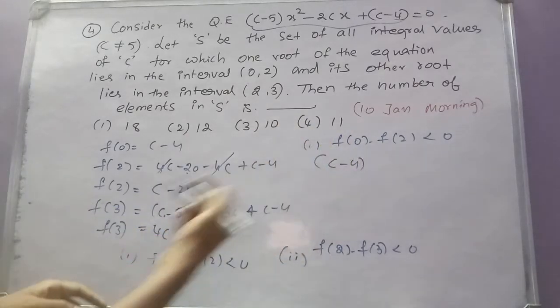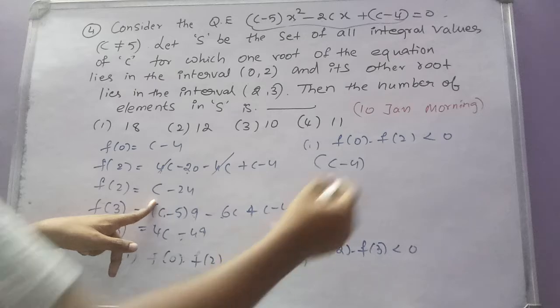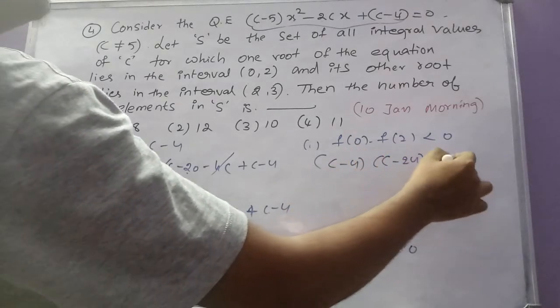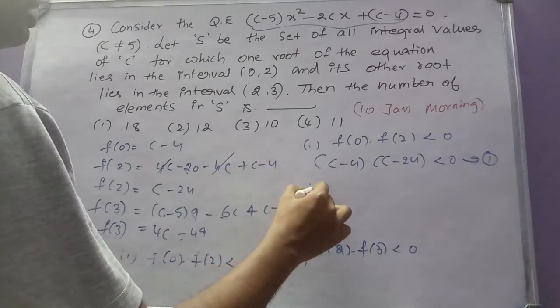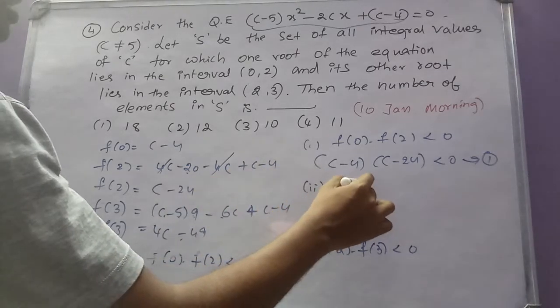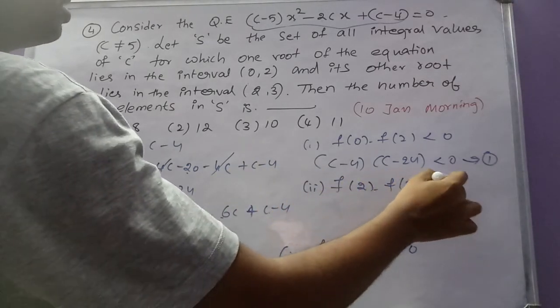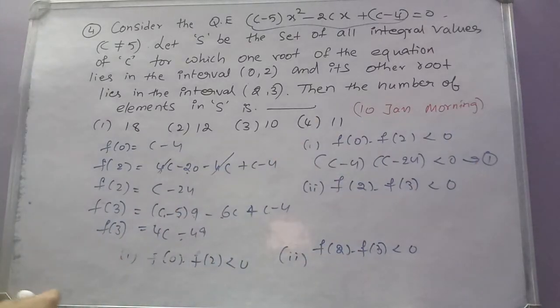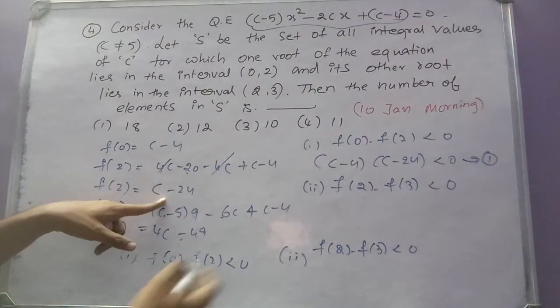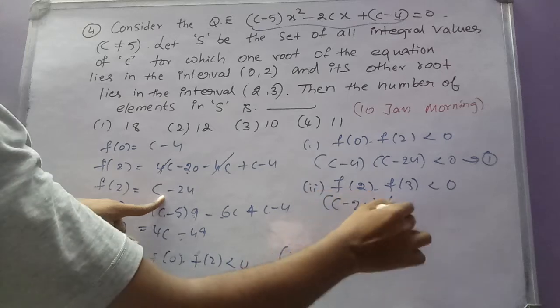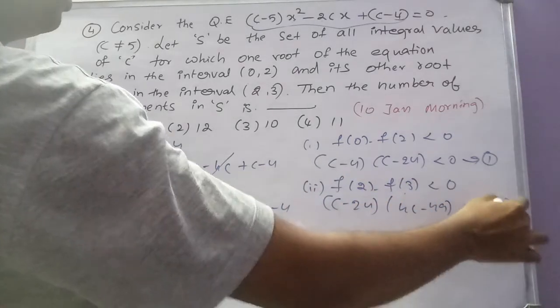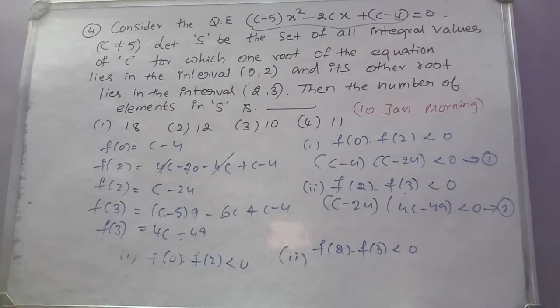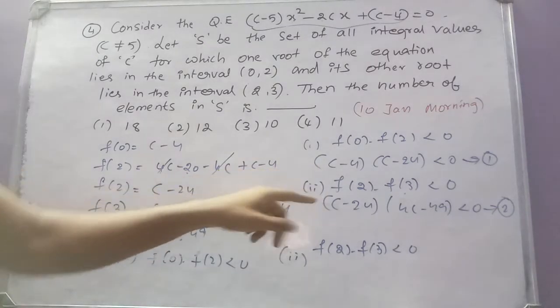So f of 0 is c minus 4 into f of 2, f of 2 is c minus 24. This is the first inequality you are supposed to use. And then let us go for the second inequality, which is f of 2 into f of 3 less than 0. F of 2 is c minus 24 into f of 3 is 4c minus 49, less than 0. So let us find out the common solution set of these two inequalities.